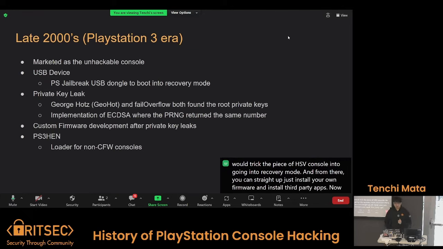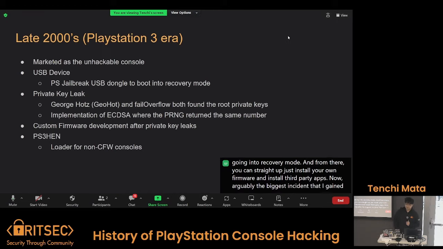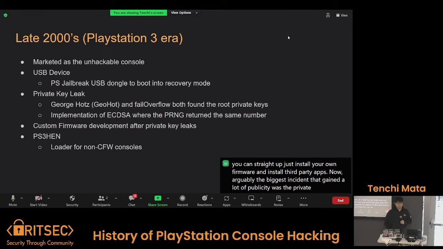Now, arguably, the biggest incident that gained a lot of publicity was the private key leaks of the PS3. Does anybody remember this? It was on the news, like, yeah, GeoHot.